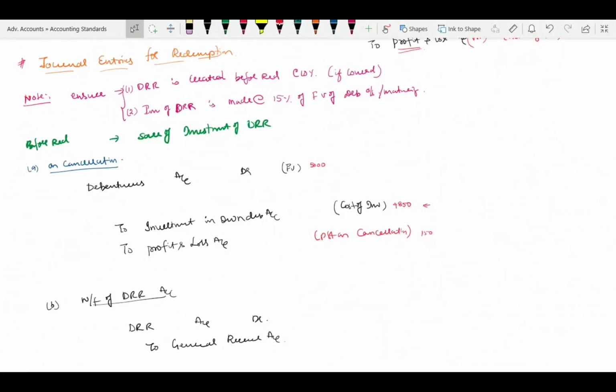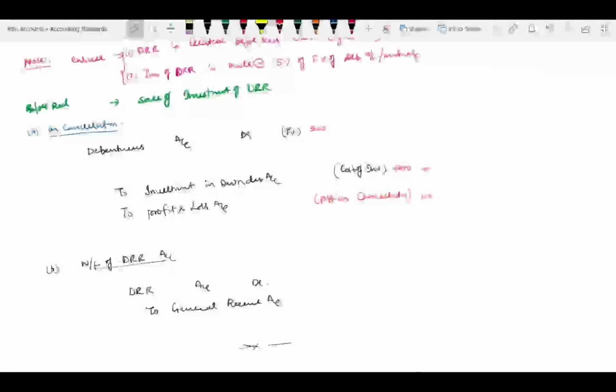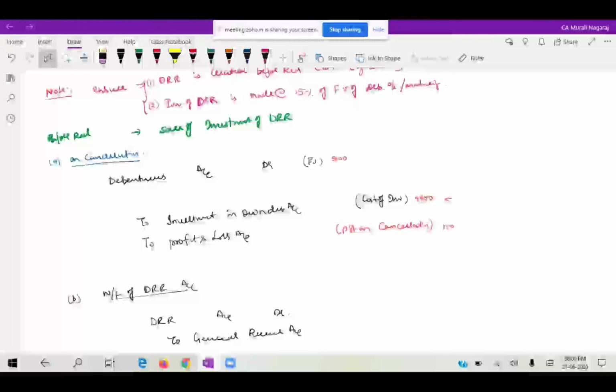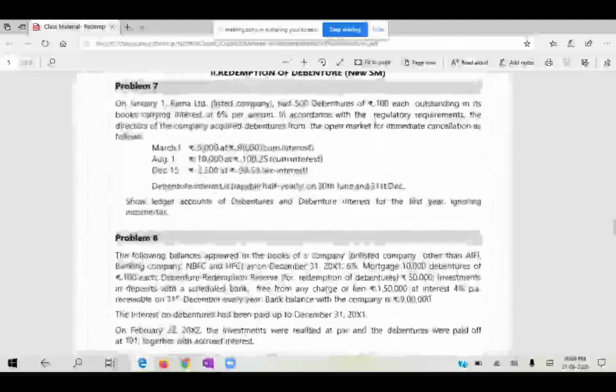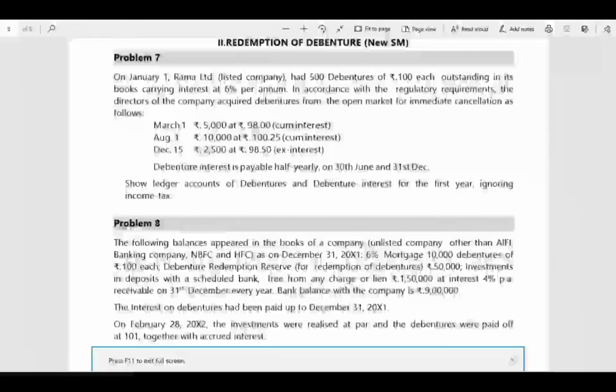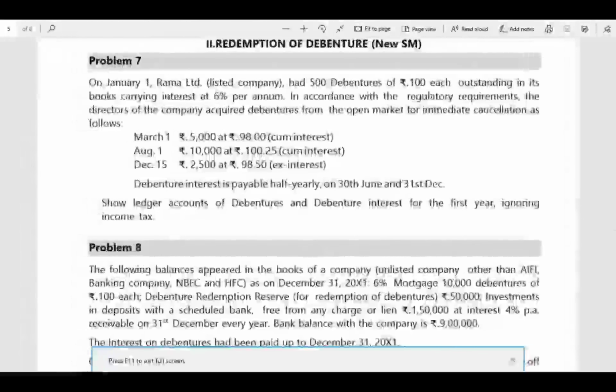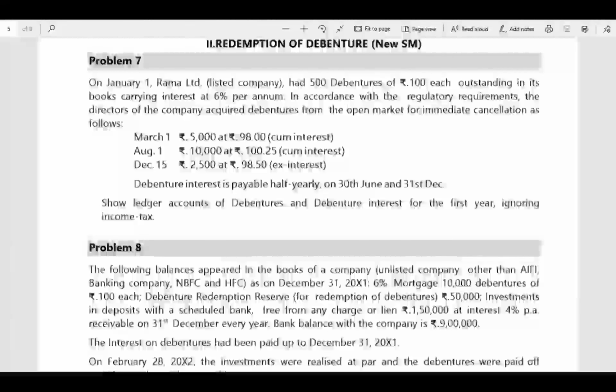Yes. So the complete debentures theory and journal entries are over, my dear friends. Now we just have to solve the problems. Shall we move on? So, redemption of debentures. Come to question number 7.